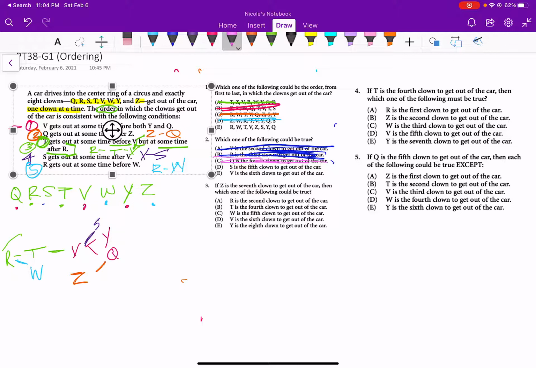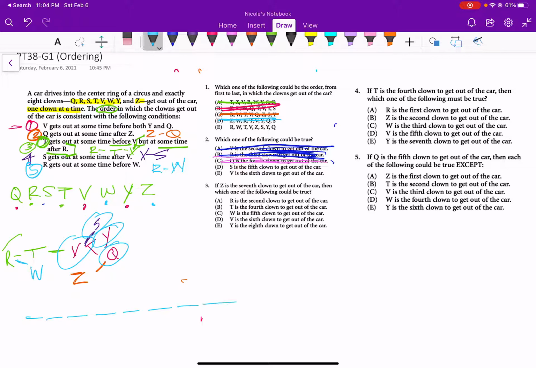I don't think so, because if we look here, there's only 8 cars total, and we know for sure that S, Y, and Q all have to be behind V. So if we were to draw it out like 1, 2, 3, 4, 5, 6, 7, 8, and we were to put V 6, which would be here, you can see that there isn't room to put S, Y, and Q all behind it. So that's why E is going to be wrong, and D is going to be our answer.